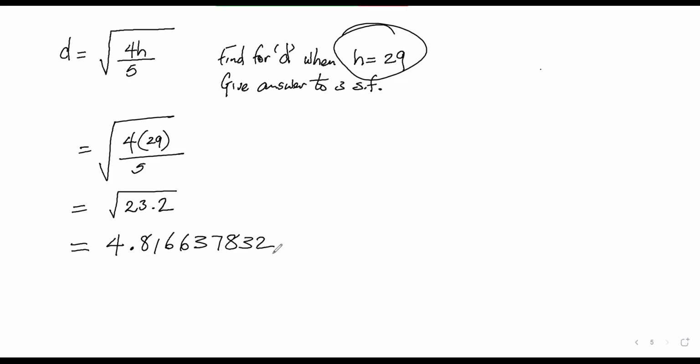When you have a good calculator, it's easy. But I want my answer to 3 significant figures. Remember, the 4 is significant, so that's 1, then a point, 2, 3. It means my answer must have 3 numbers. Since I want 3 numbers, I must look at the 4th number.